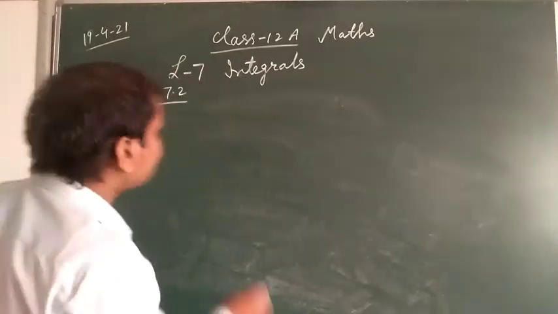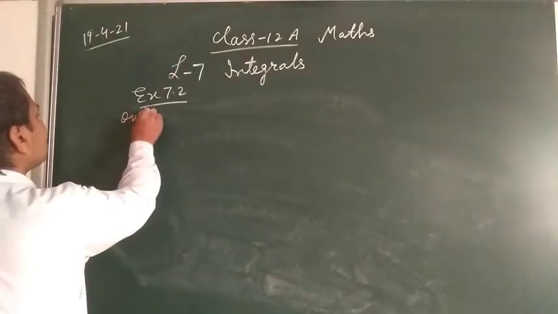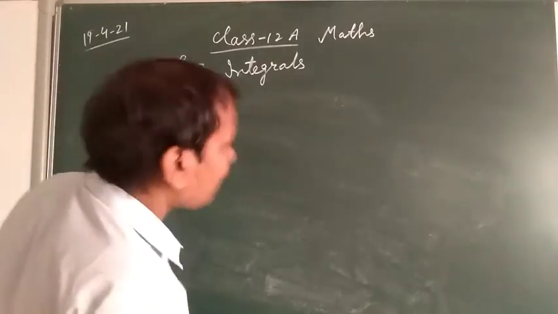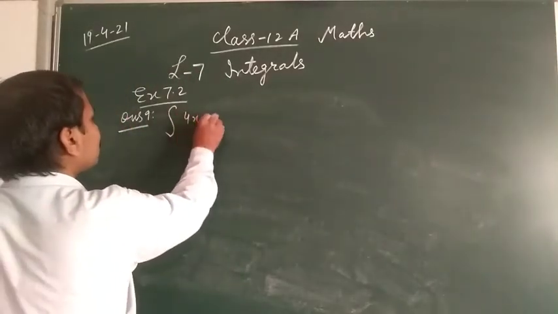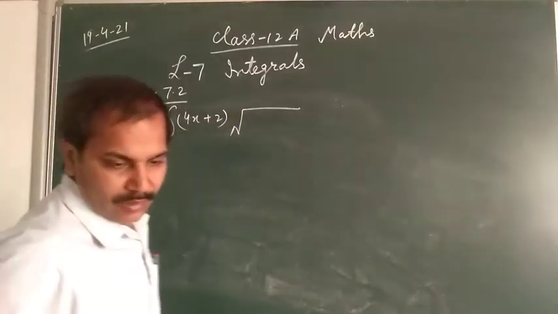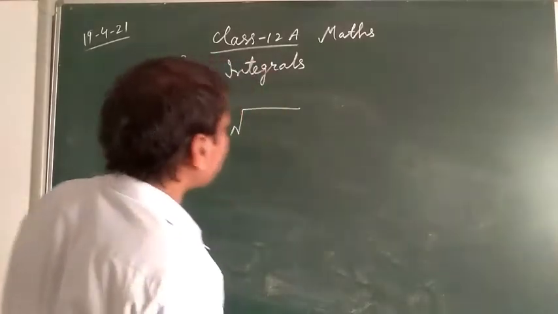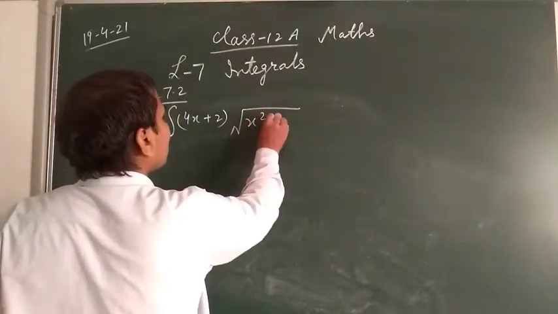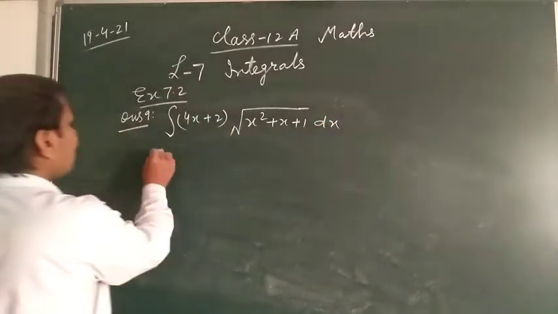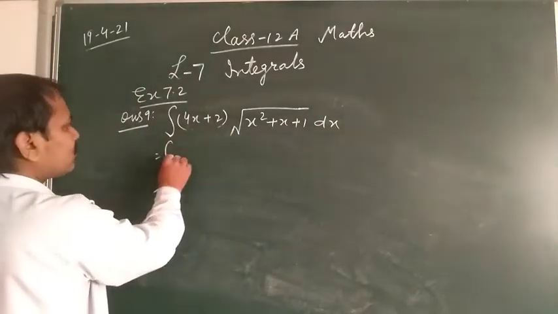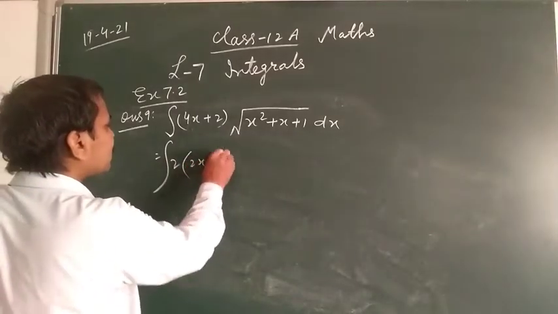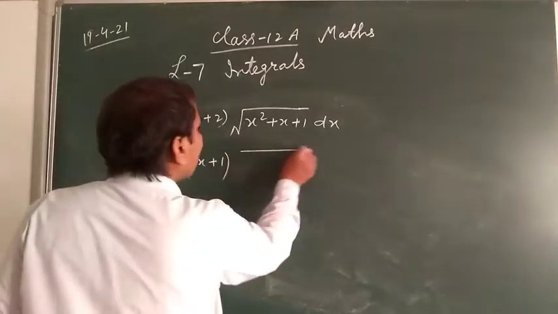Question number 9: 4x plus 2 under root x square plus x plus 1 dx. So here from this 4x plus 2 you can take 2 common, so 2x plus 1 here and here.